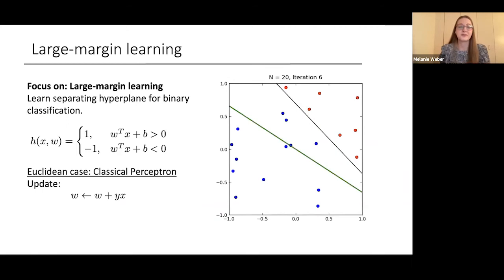So just to repeat the problem that we're looking at. We want to learn a large margin classifier, meaning a separating hyperplane, where we just consider a binary classification task, but you could extrapolate from that work to a multi-class classification problem. And in the Euclidean setting, the traditional approach here is the Perceptron algorithm that's been known since the 1950s. So I'm sure everyone in the audience is familiar with that algorithm, but just for completeness, it's illustrated here.